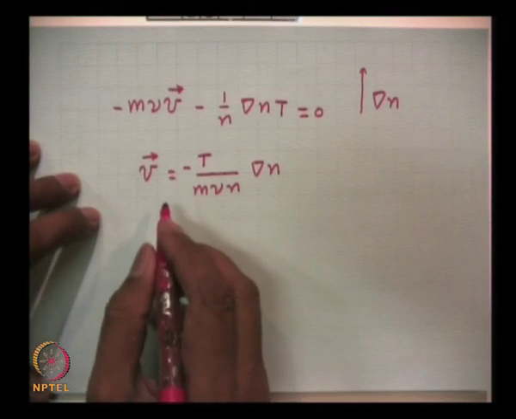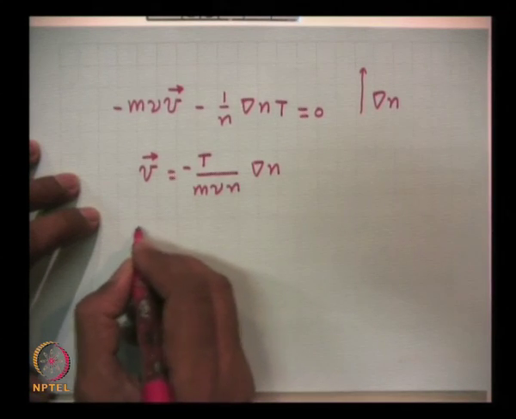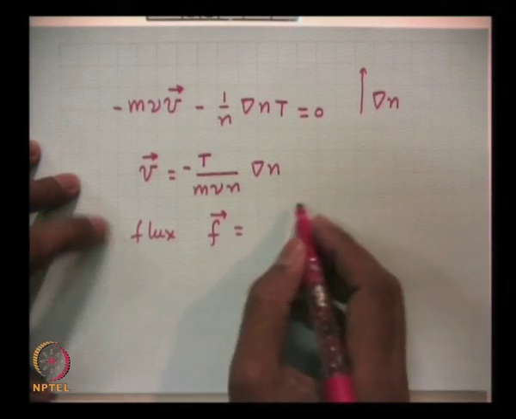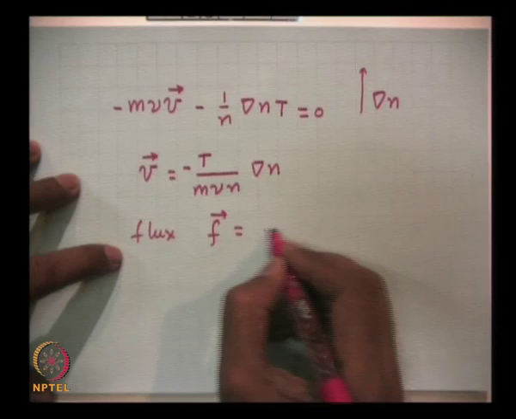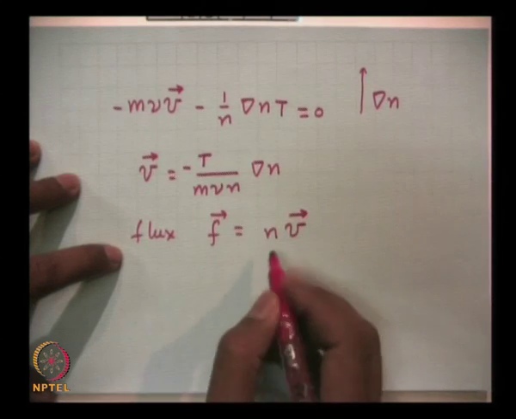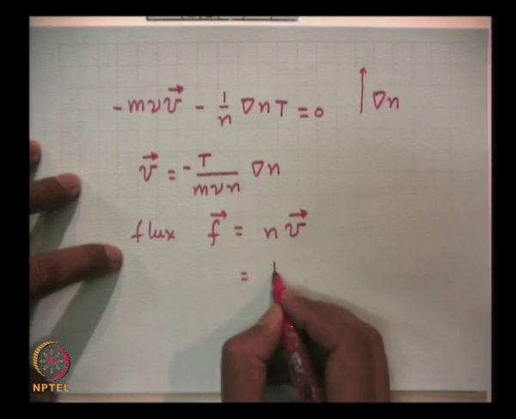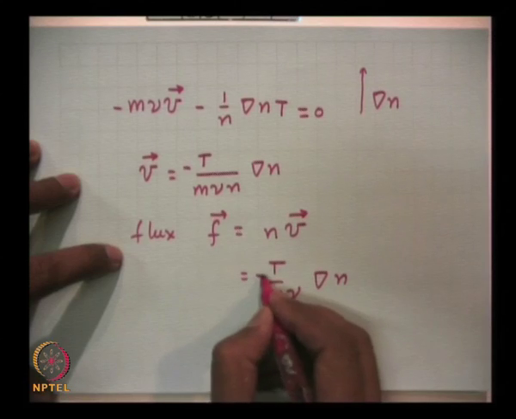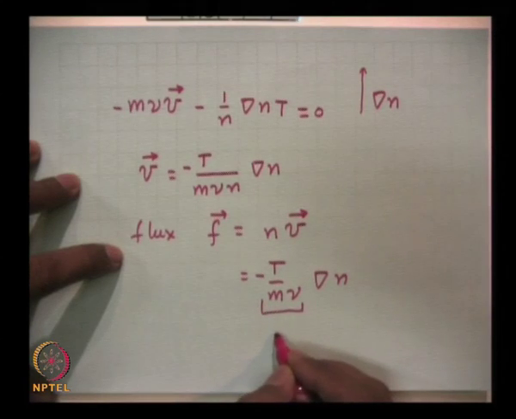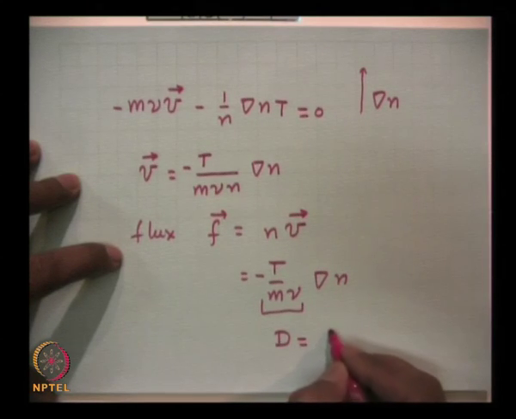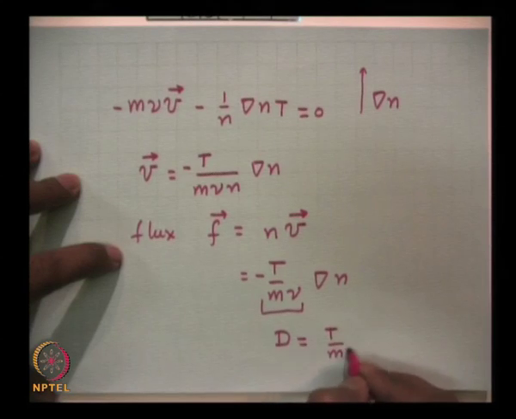Here we define the flux of particles. So, flux F would be n into v, and just put this quantity, you will get T upon m nu gradient of n with a negative sign. This coefficient is called the diffusion coefficient, denoted by symbol D. So, the diffusion coefficient is T upon m nu.